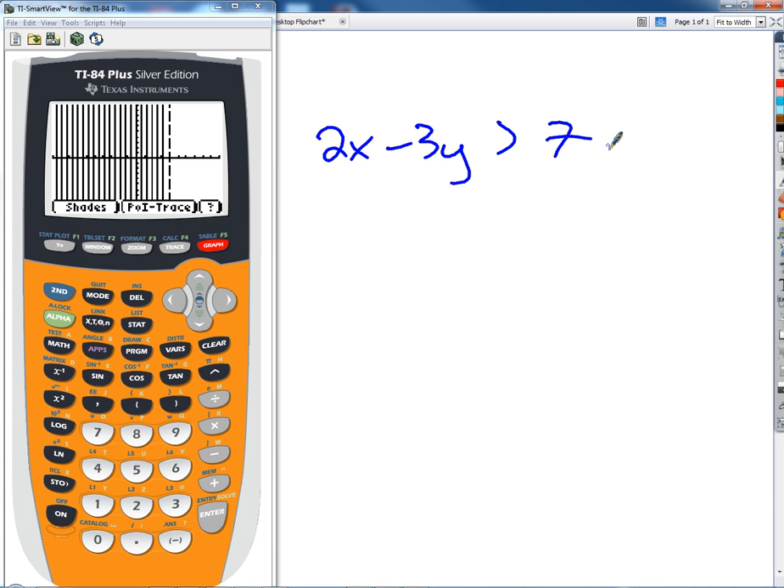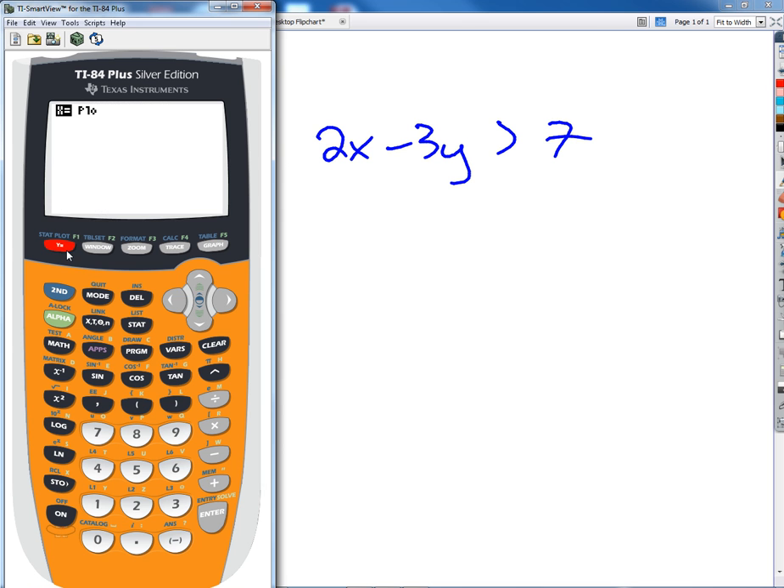Watch this now. If we go back to y equals, let's go up to the x equals menu and clear that out, because we're not using it anymore. Now if I just hit y equals, it takes me back to the normal one. If I'm going to isolate y, what are the steps? First I'm going to subtract 2x, and then divide by negative 3.